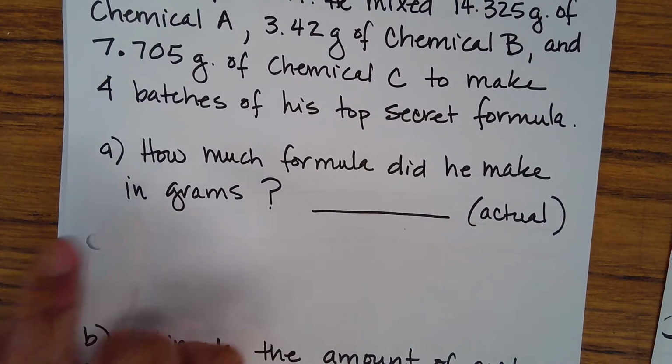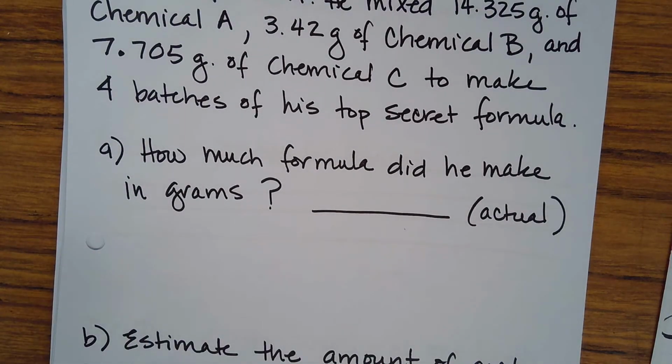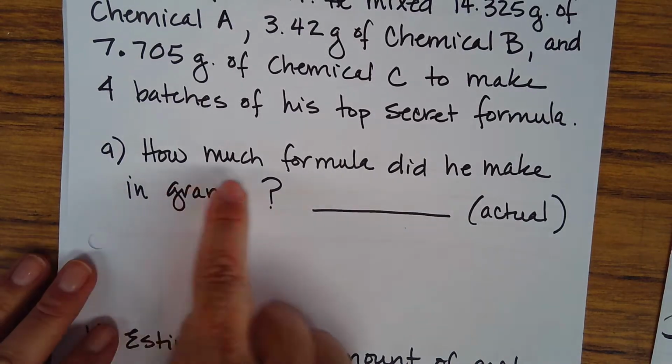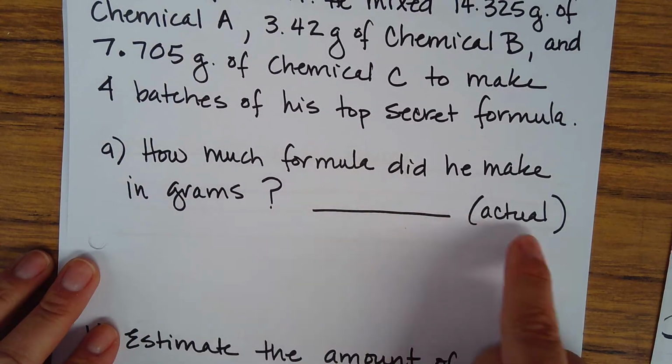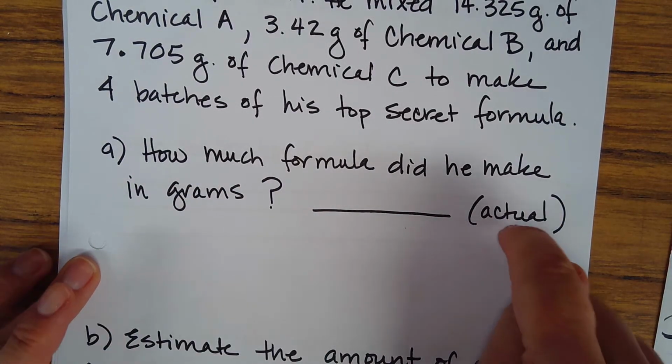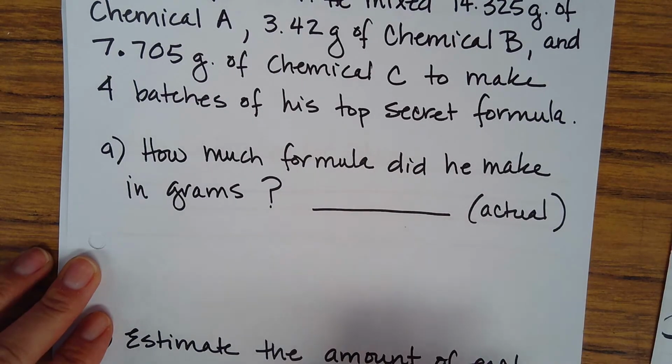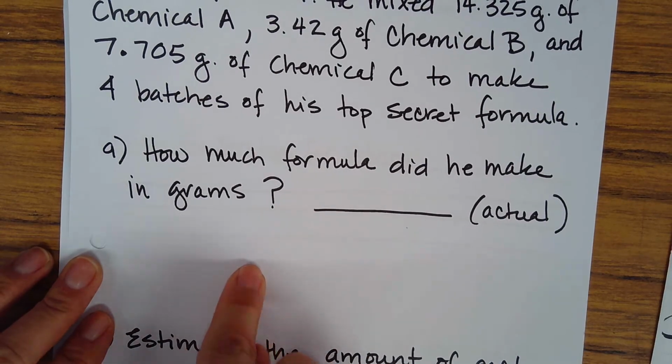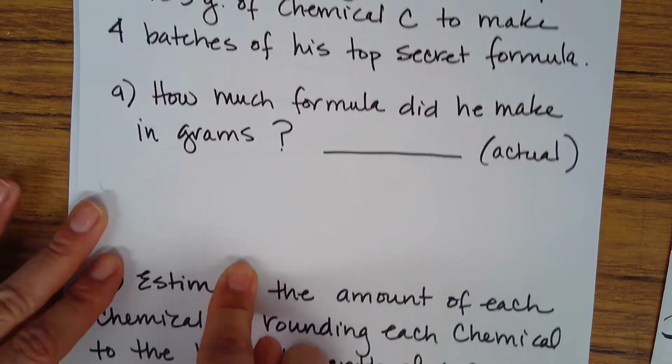Part A. Now, this is very much like the homework and the lesson we did yesterday. One answer builds on the next answer. How much formula did he make in grams? So, how much did he actually make? That means you're going to have to solve and actually add up the numbers.